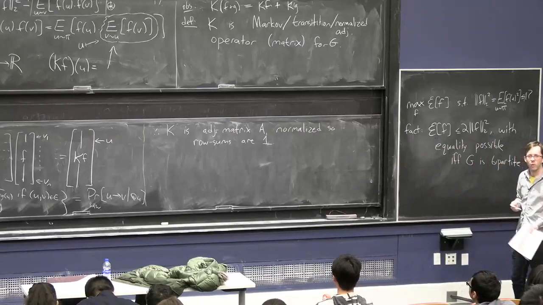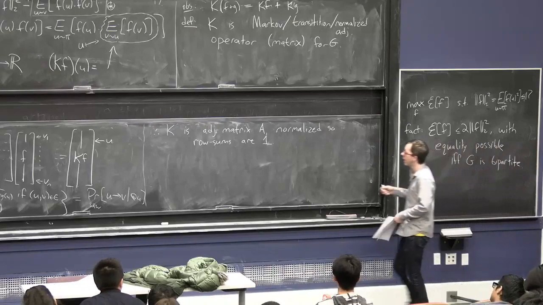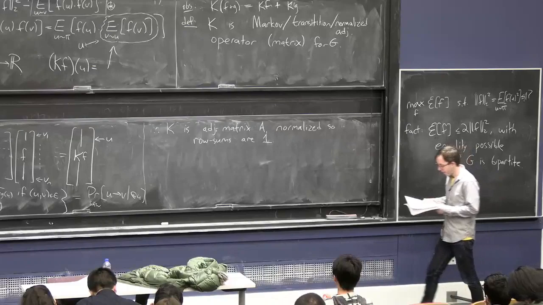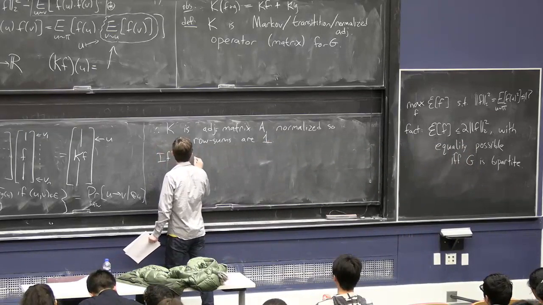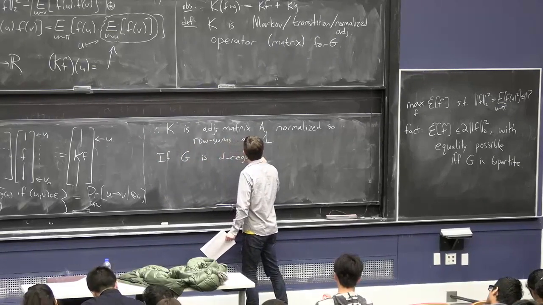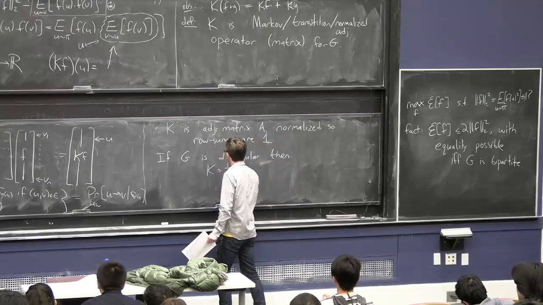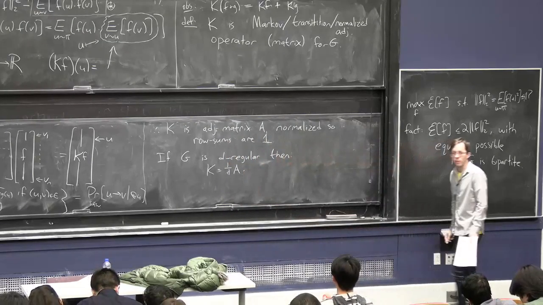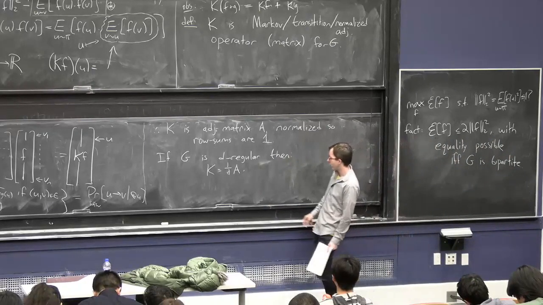Well, maybe there's disagreement over whether a stochastic matrix is supposed to have its rows summing to 1 or its columns summing to 1. But anyway, it's a non-negative matrix where all the rows sum to 1. And as I mentioned, if G is d-regular, then we have that K is just 1 over d times A. Somehow it'll be more convenient to work with K because that has a probabilistic interpretation, than this matrix A, which you're more used to working with, maybe.